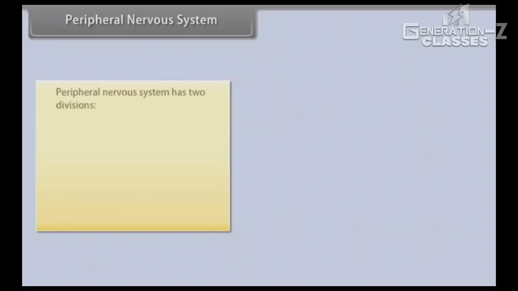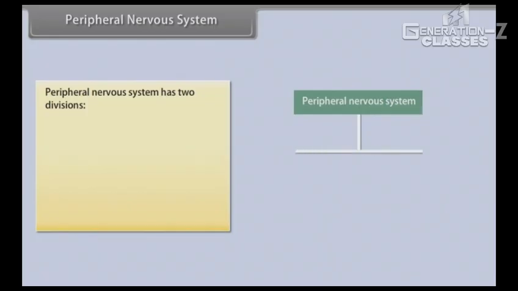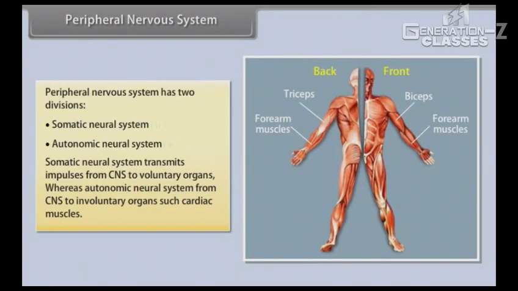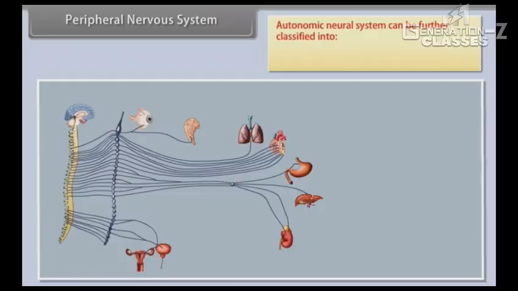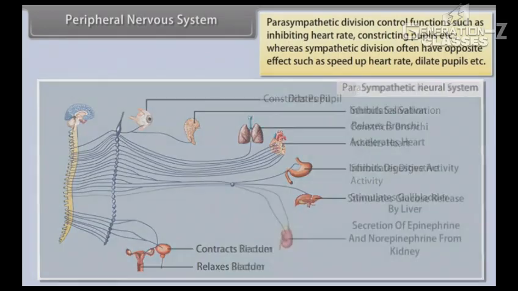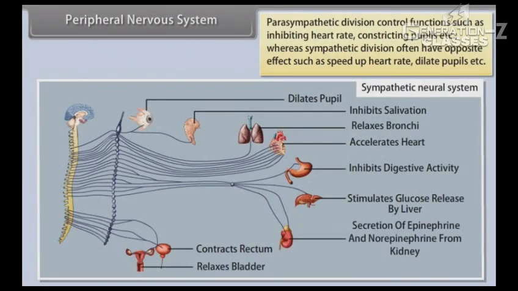Peripheral nervous system. The peripheral nervous system has two divisions, that are somatic neural system and autonomic neural system. The somatic neural system transmits impulses from CNS to voluntary organs, whereas the autonomic neural system transmits from CNS to involuntary organs such as cardiac muscles. The autonomic neural system can be further classified into parasympathetic neural system and sympathetic neural system. The parasympathetic division controls functions such as inhibiting heart rate, constricting pupils, etc., whereas the sympathetic division often has the opposite effect such as speeding up heart rate, dilating pupils, etc.